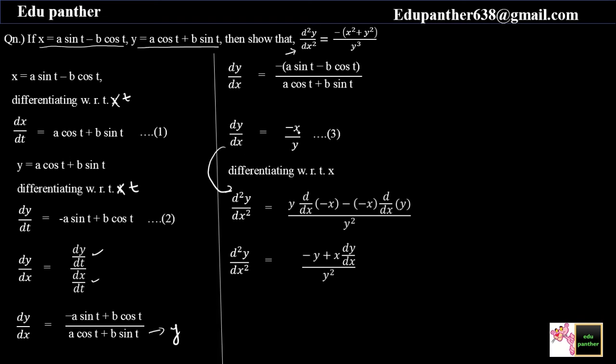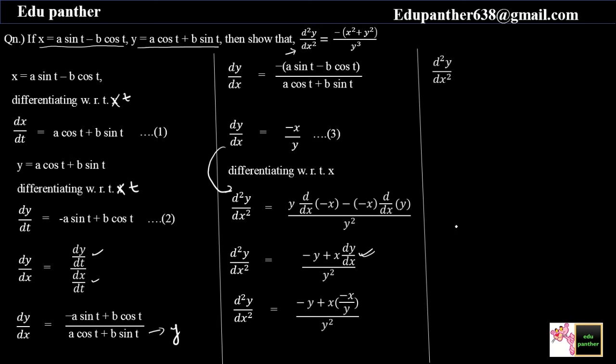At this step, from equation number 3 we have the value of dy by dx, which we can substitute here. So substitute that value and see what we get. It's minus y plus x into dy by dx, which is minus x over y, upon y square. Now just simplify this expression with normal cross multiplication. That will give us minus y square minus x square upon y square. Just take the minus sign common from the numerator and simplify. So we'll get the final answer. This is what we had to prove.